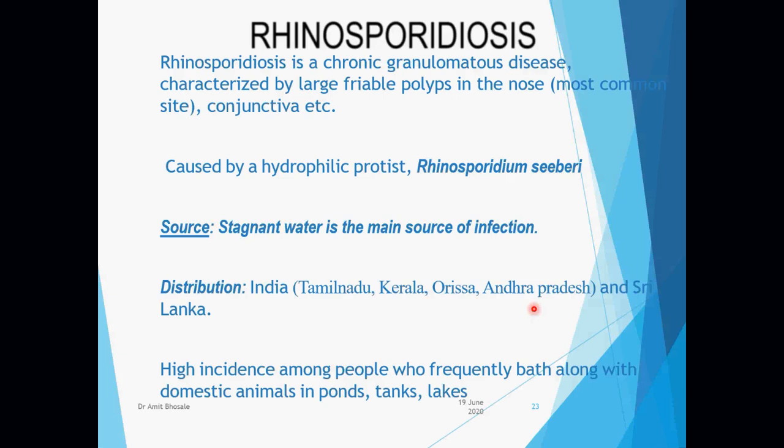So the stagnant water comes in contact with the nasal mucosa of the person and causes the disease. Distribution is mainly in India and Sri Lanka. In India, it is commonly seen in Tamil Nadu, Kerala, Orissa, Andhra Pradesh. There is a high incidence among people who frequently bathe along with domestic animals in ponds, tanks, and lakes. As you know, this organism is seen in stagnant water, so contact between the nasal mucous membrane and water containing the causative agent gives rise to rhinosporidiosis.